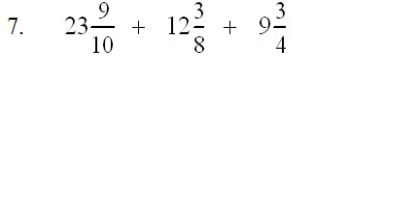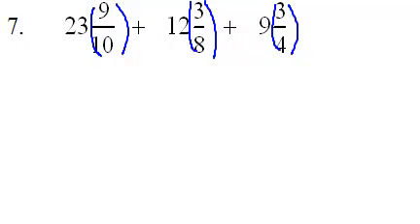Unit 3, Lesson 3.5, Exercise Question number 7. When you're adding these three mixed numbers, you just simply add the whole number portion, but when you add the fractional portion, like the 9/10, the 3/8, and the 3/4, you have to make sure that they are like fractions. So that means that they have to have the same denominator.